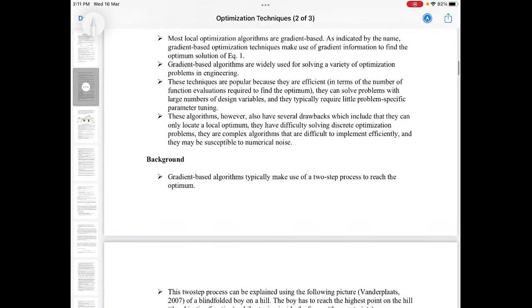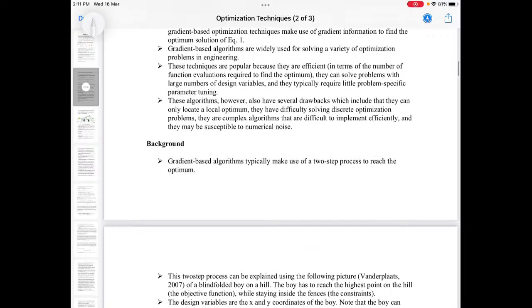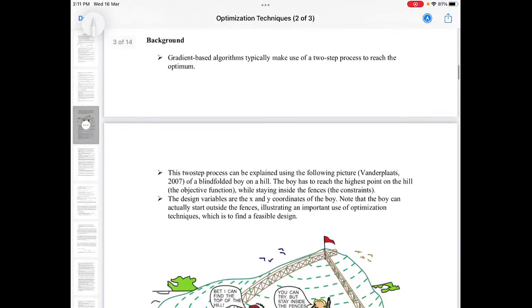Then, a gradient based algorithm typically makes use of a two-step process to reach the optimum. It is very simple and straightforward, using only a two-step process. The two-step process can be explained using the following picture. It is an illustrative picture in which we can see a blindfolded boy on a hill.